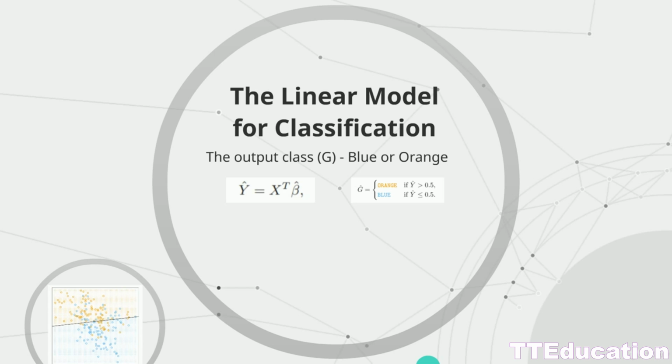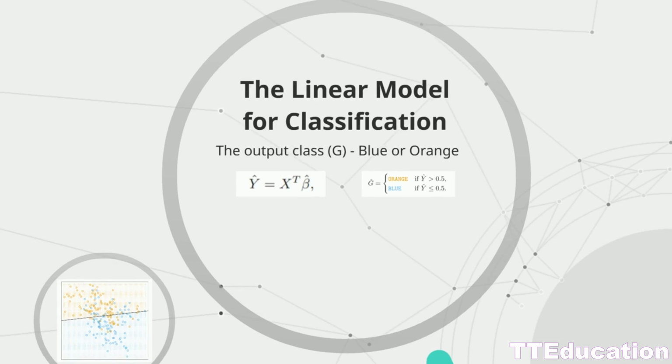And then we're going to have a linear regression model to fit this data where y is coded as 0 for blue and 1 for orange, and the fitted values of y hat are converted to a fitted class variable g hat according to the rule you see on the right. So we have two classes, orange and blue, and we want to fit them in the output class g as blue or orange. So let's take a look at the data.